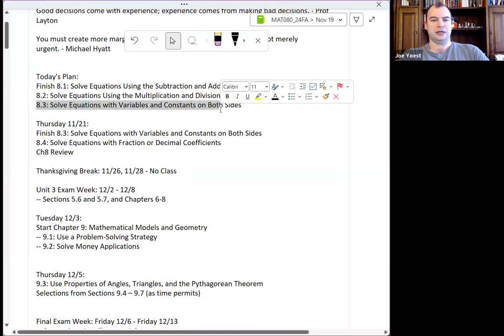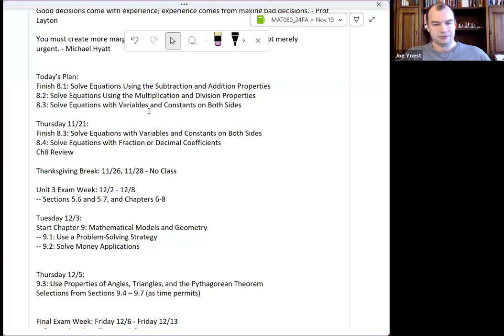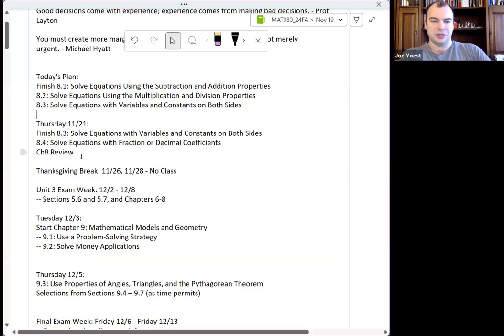And the goal for today is to get up to where we're solving equations with variables and constants on both sides. So where we might have some two-step equations and even more than that. That is our goal for today, to get up to where we're solving, in essence, the most general linear equation out there. So then we'll be able to solve any linear equations.